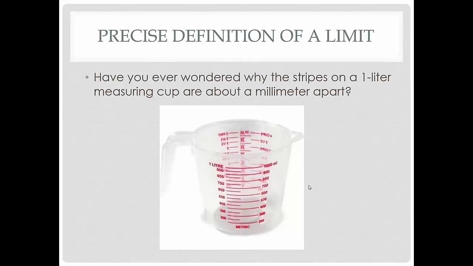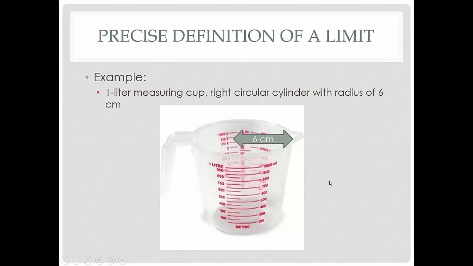Well, is that a big deal? It might be if you're too much over, because you might have runny potatoes, right? Or if you're too much under, you might have dry potatoes and have to add butter or something like that. So let's look at a measuring cup. And have you ever wondered why these stripes on a 1 liter measuring cup, all right, we're going to go metric on you, are about 1 millimeter apart?